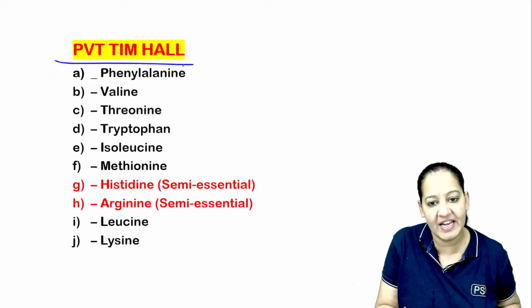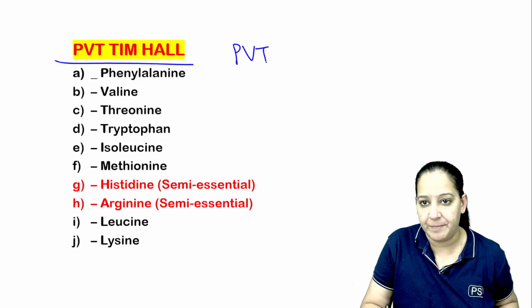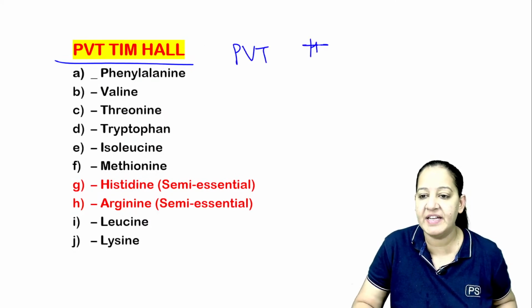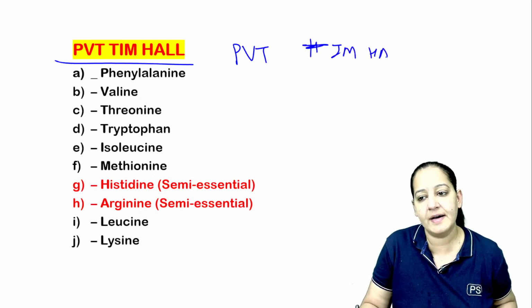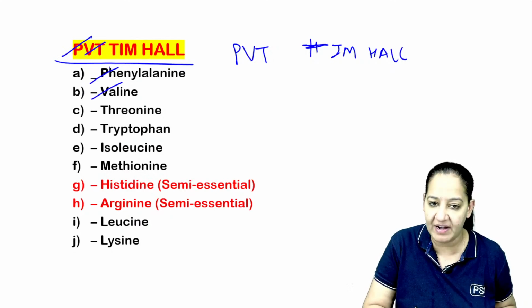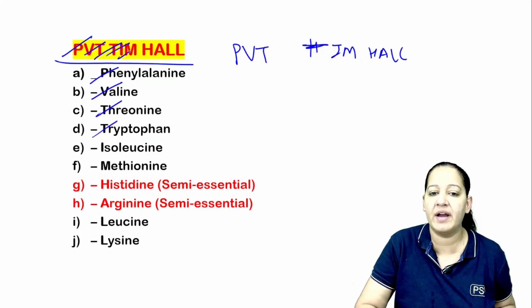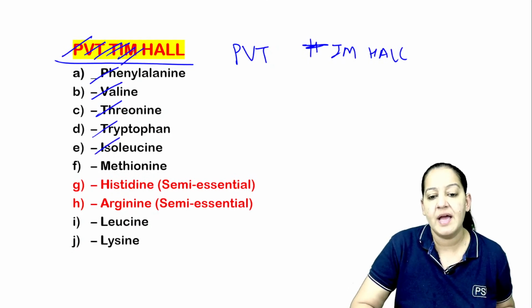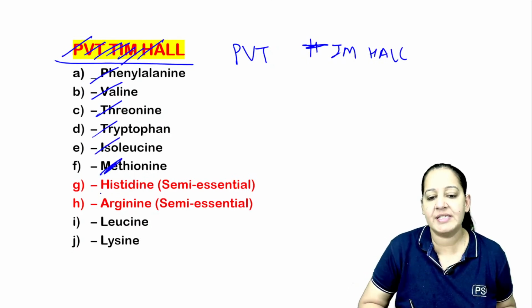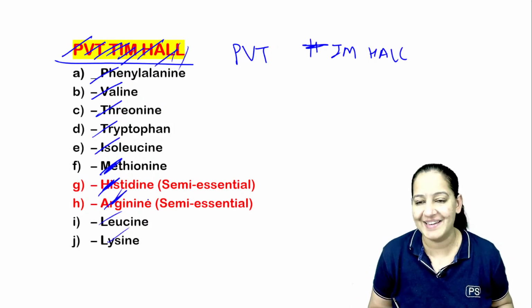The mnemonic is PVT Tim Hall. I told you this yesterday also. PVT is private, we write private like PVT. PVT Tim Hall, this is the mnemonic. You can see P stands for phenylalanine, V stands for valine, T stands for threonine, one more T stands for tryptophan, I stands for isoleucine, M stands for methionine, H stands for histidine, A stands for arginine, and double L, leucine and lysine. Very easy.